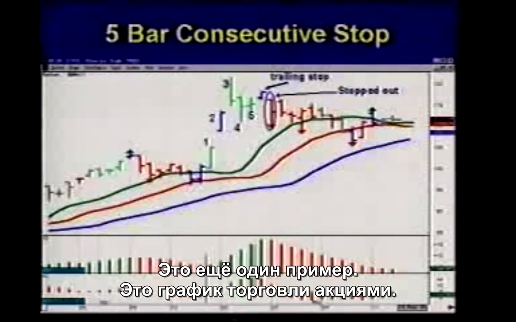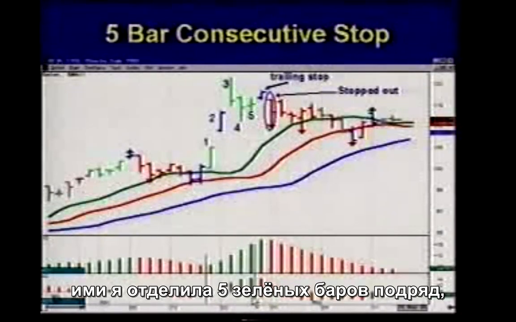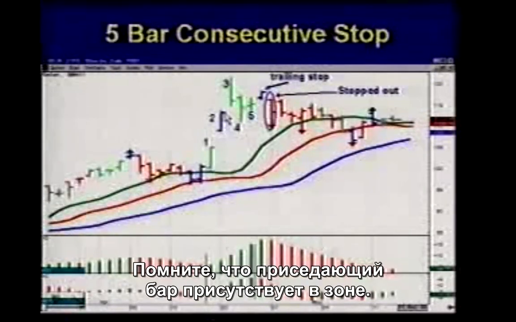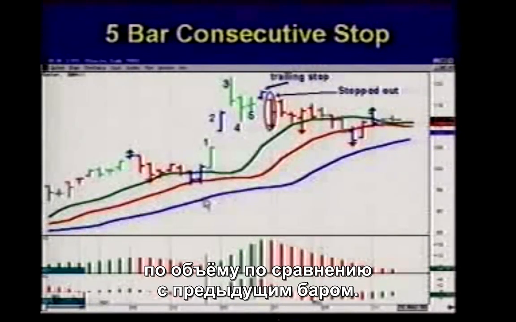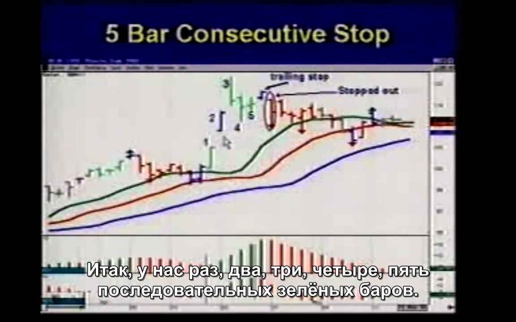Here's another example. This is on a stock chart, and let's see. Notice I have the black bars here that have marked the 5 consecutive greens in case you're having a hard time telling with a squat bar. Remember, the squat bar takes precedence over the zone, so you just simply have to come down here and look. It's a lot easier than trying to divide range by volume compared to the previous bar. So you have 1, 2, 3, 4, 5 consecutive green bars.